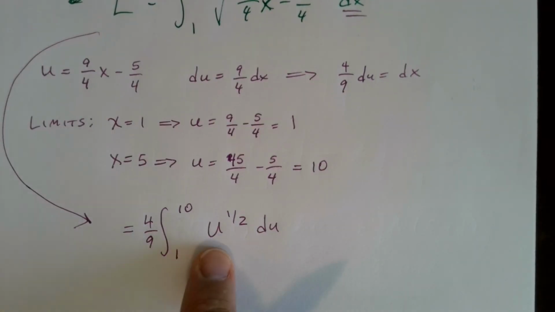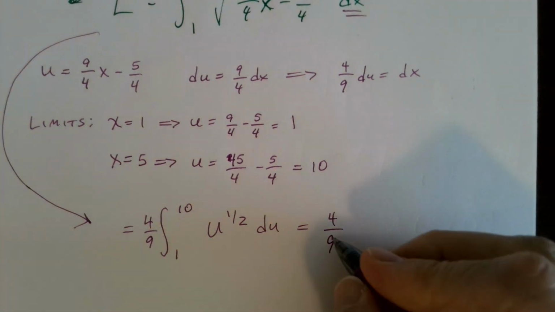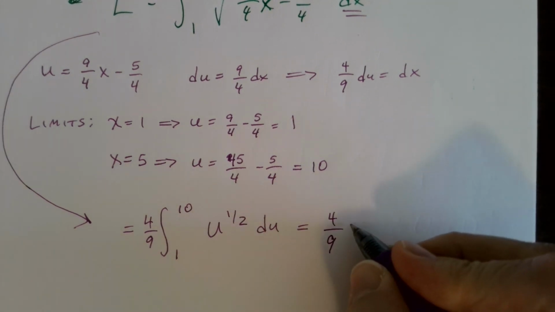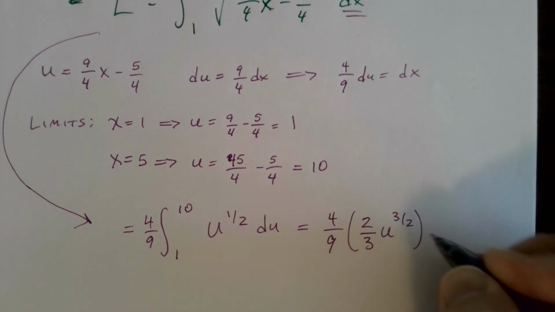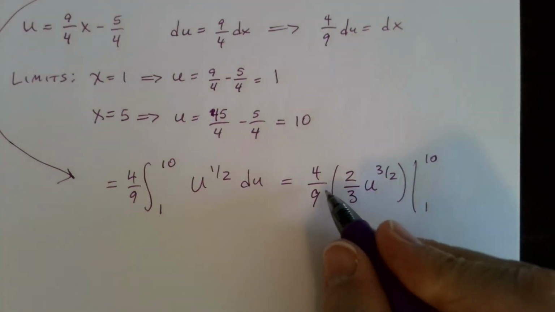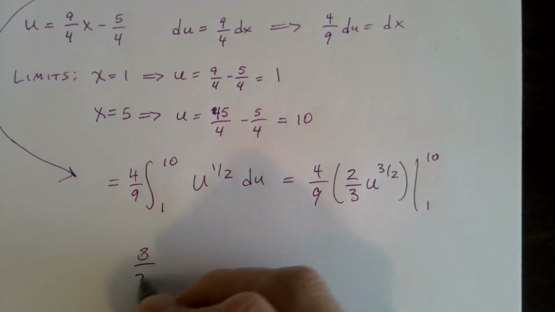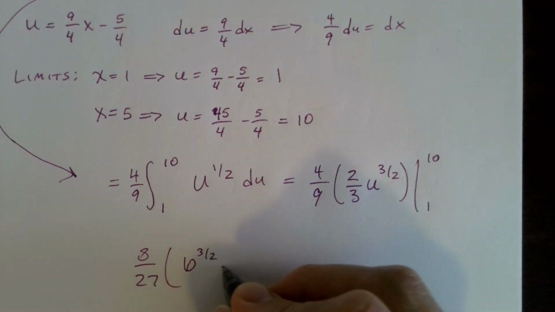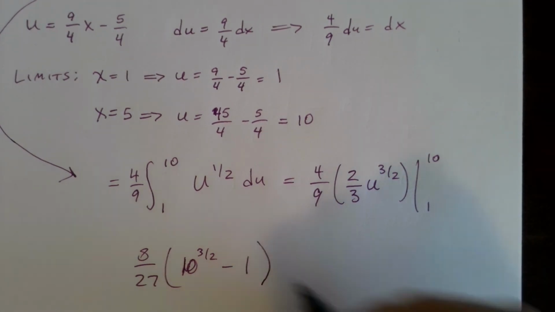That's the whole point of substitution. The antiderivative of u to the 1/2 is what? Add 1 to 1/2, which is 3/2. Divided by 3/2 is the same as multiplying by 2/3. And we're going from 1 to 10. So I get 8/27 times 10 to the 3/2 power minus 1 to the 3/2 power, which is just 1.